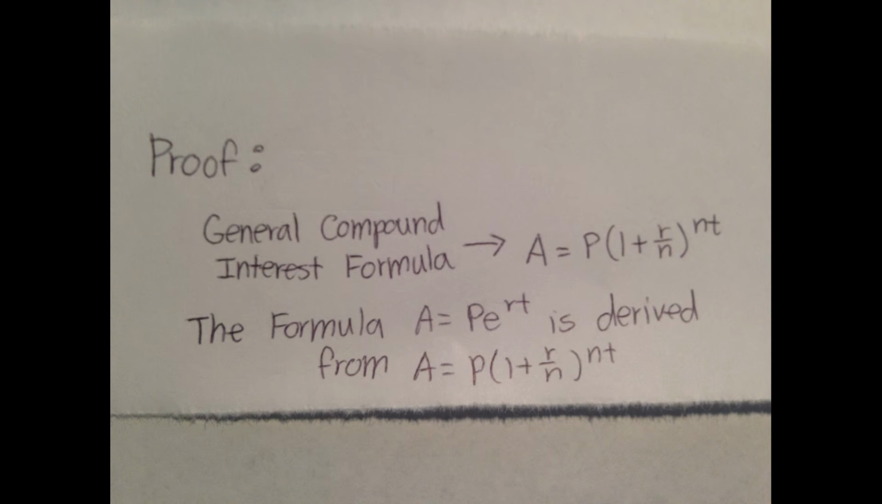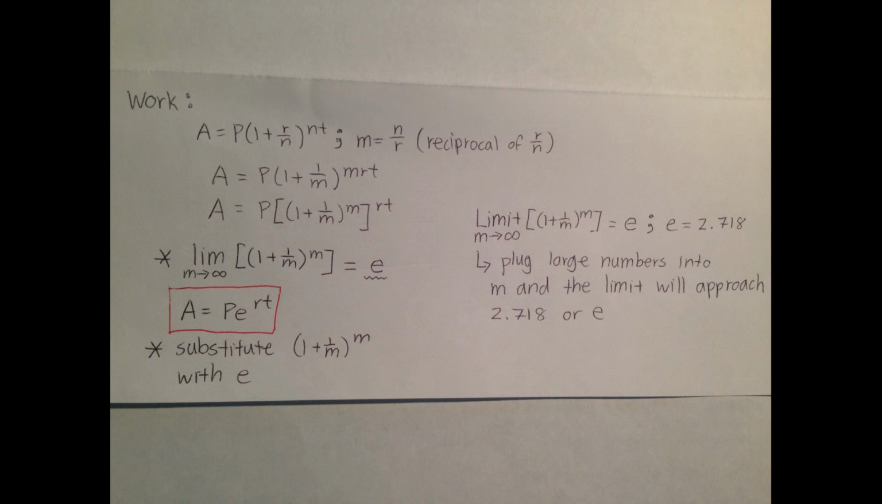Proof for the interest formula. Proof. The general compound interest formula, A equals P times the quantity of 1 plus R over N all to the NT power. The formula A equals P E to the RT power is derived from A equals P times the quantity of 1 plus R over N all to the NT power. The work. The general compound interest formula is the basis for this proof.